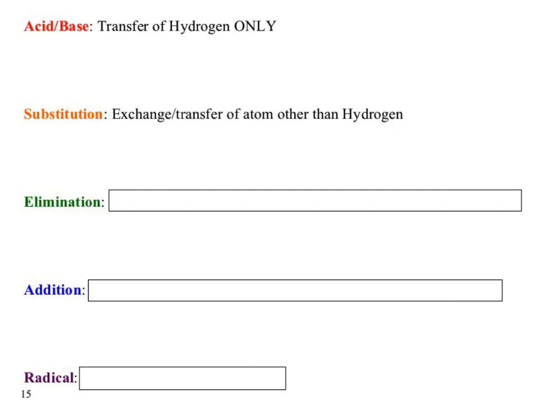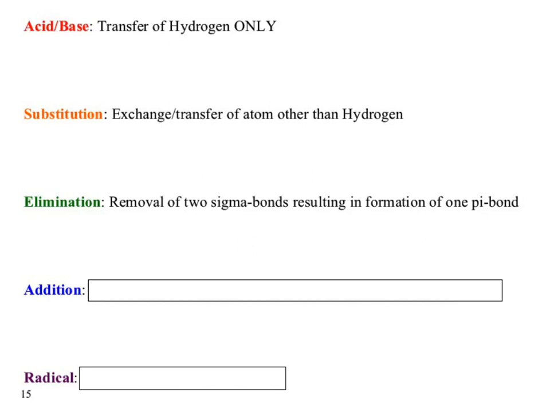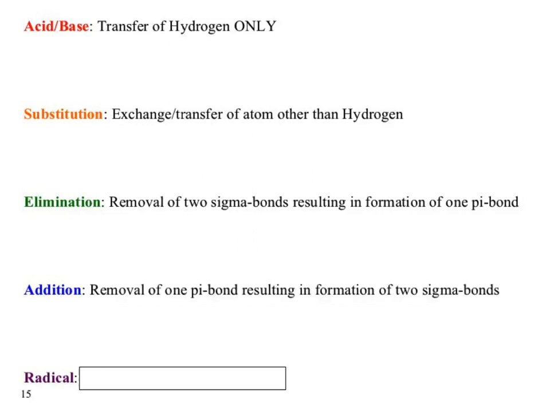Substitution, it's pretty much the same thing as an acid-base, except what are you exchanging? Not hydrogen. Okay? It's a little bit more complex, but you're doing that exchange from one place to another. In elimination, you're removing 2 sigma bonds, and in the process you form 1 pi bond. Okay, so recognizing these patterns can help. Addition is the removal of a pi, resulting in the formation of 2 new sigmas.